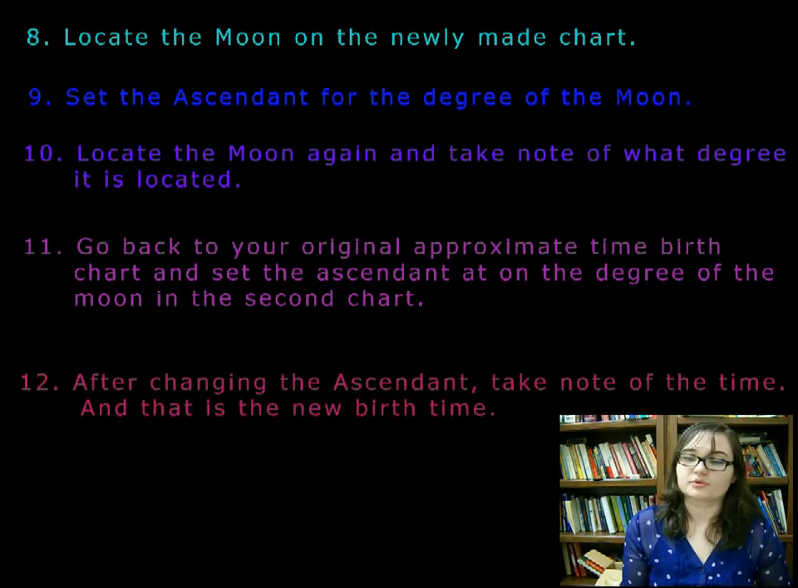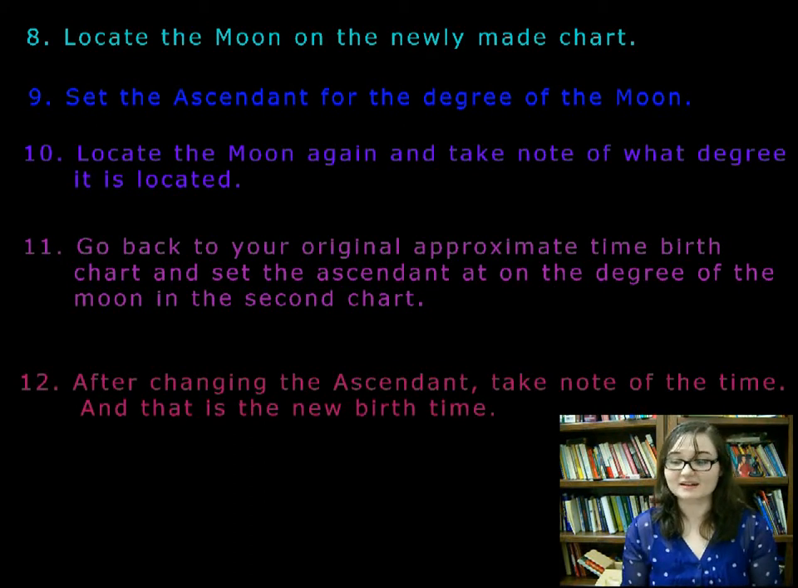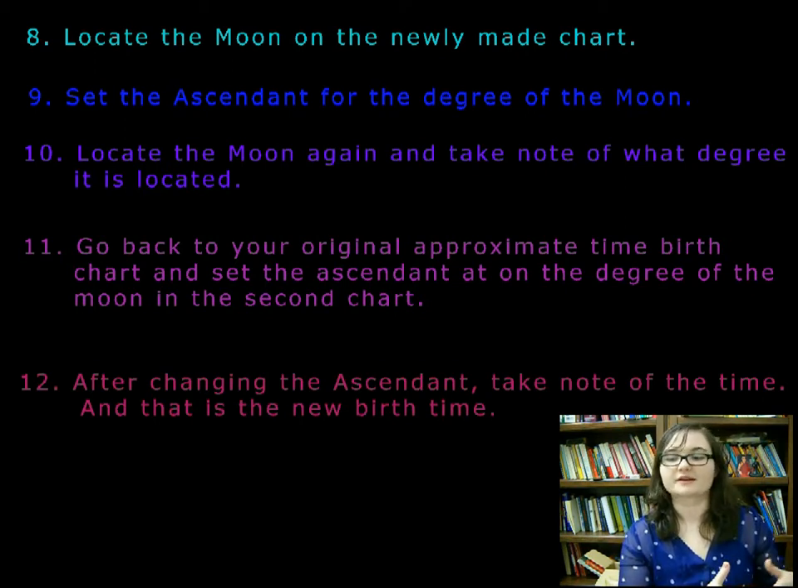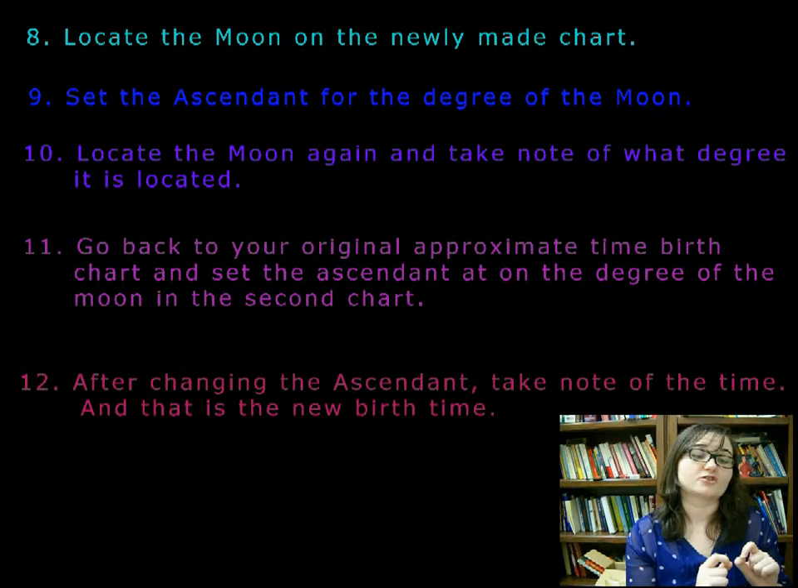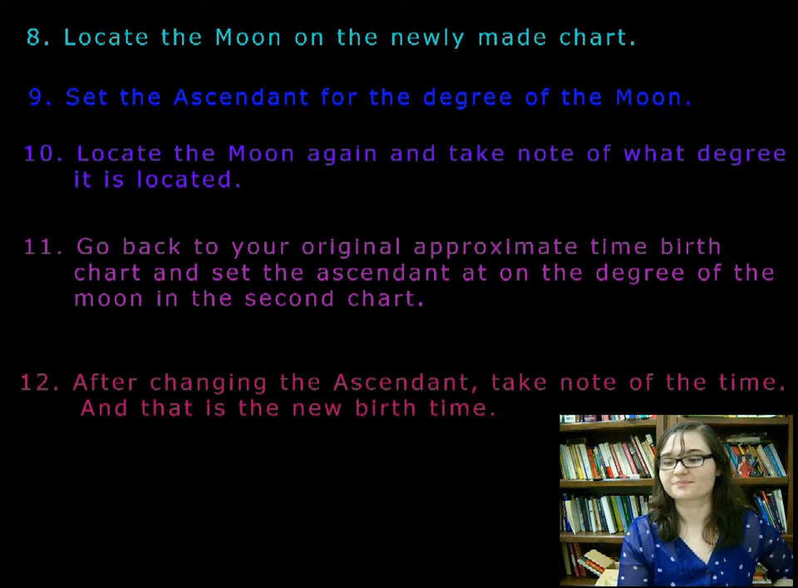Then locate the moon on the newly made chart, and you'll set the ascendant to the degree of the moon. After that, look at the moon again and take note of where the new position of the moon is. It'll probably change by just a couple degrees. That degree, where the moon is when you reset the ascendant, will be the ascendant degree for your approximate time chart, which will then be your final rectified chart.